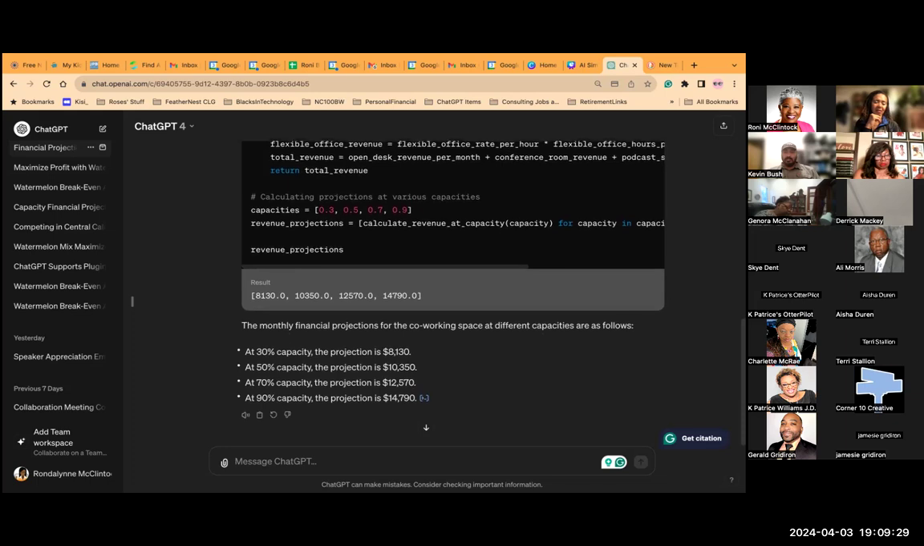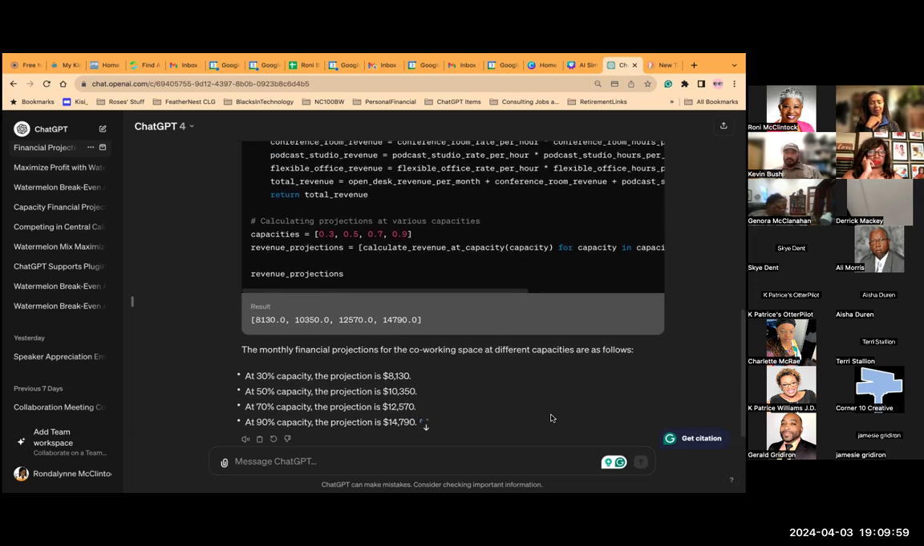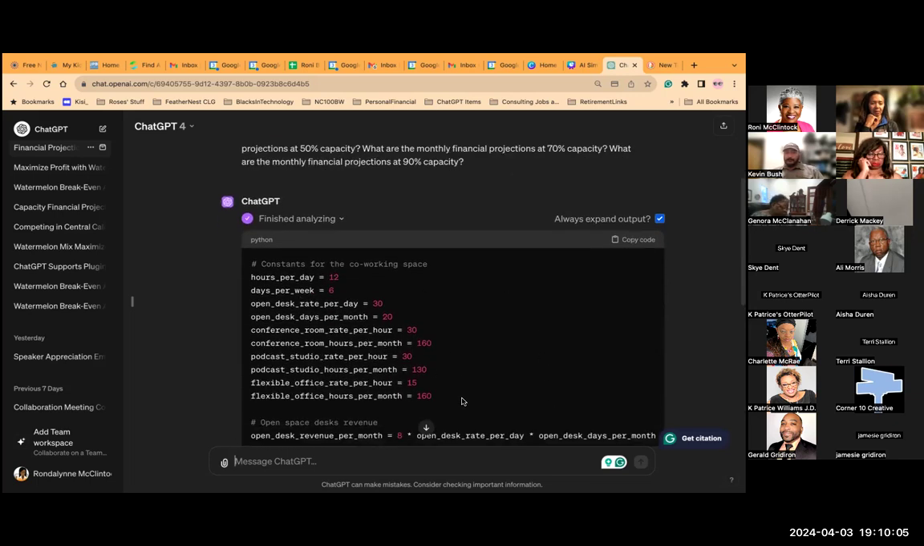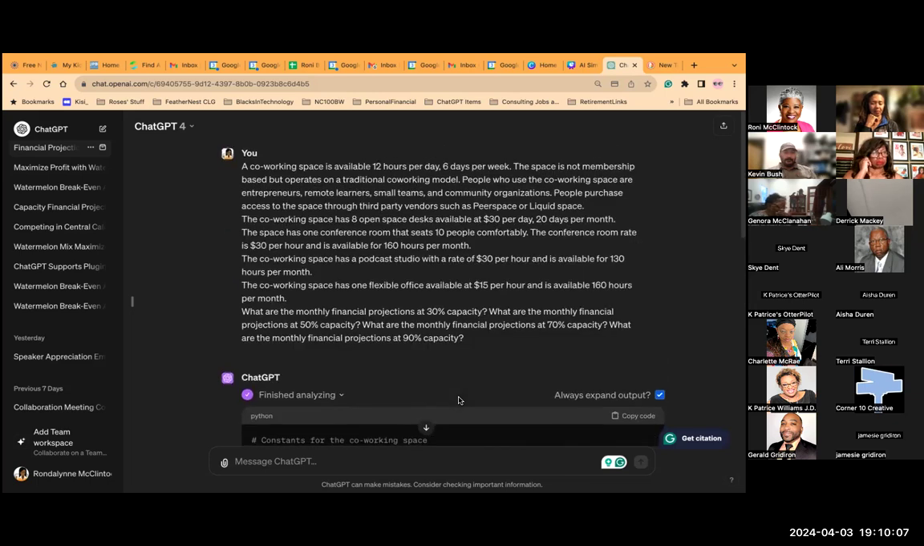So based on that, at 30% capacity, my little space could earn $8,130. At 50% capacity, $10,000. At 70% capacity, $12,000 a month. And at 90% capacity, I'm looking at $14,000. Most co-working spaces average 30% capacity, and most people are trying to get it to 70% capacity. So again, I would check these numbers and make sure your assumptions are right. But that's a really quick snapshot of where you're going to be targeting.